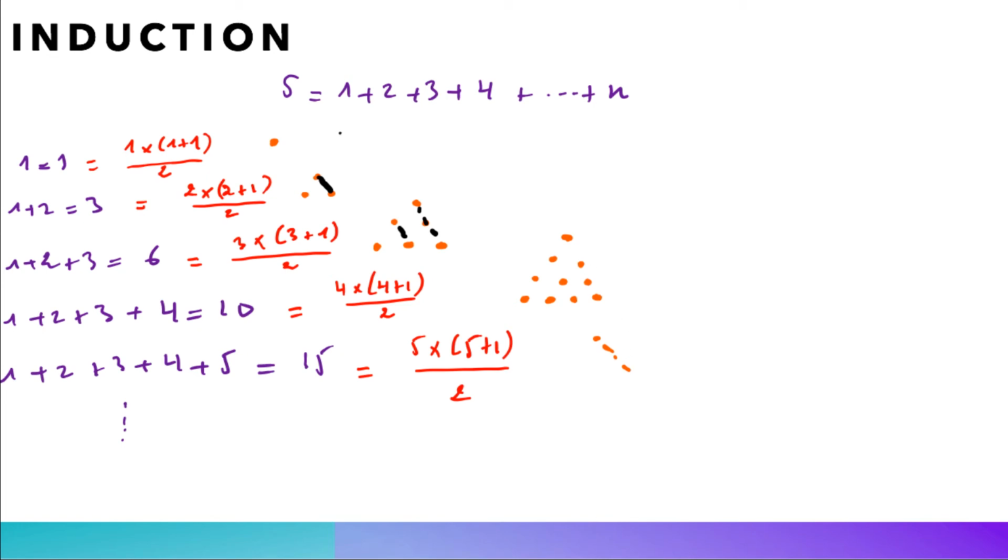So the general formula is 1 plus 2 plus 3 plus 4 plus ... plus n is equal to n times n plus 1 all divided by 2. To prove this, we will first use induction, and then use algebra, and finally an elegant geometric proof.